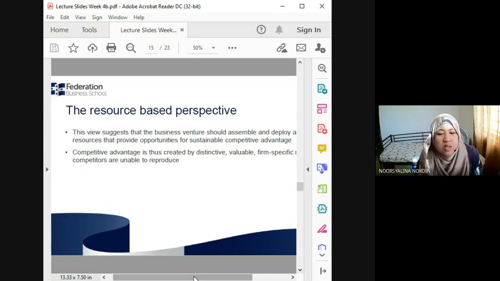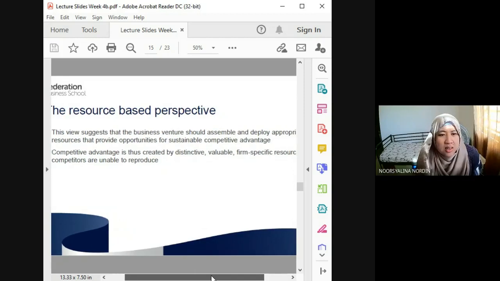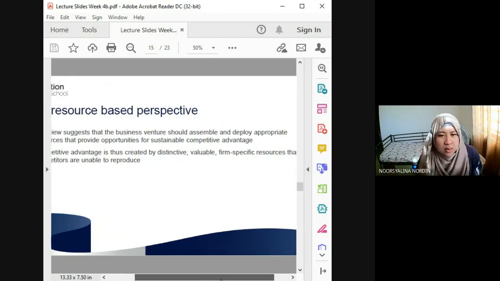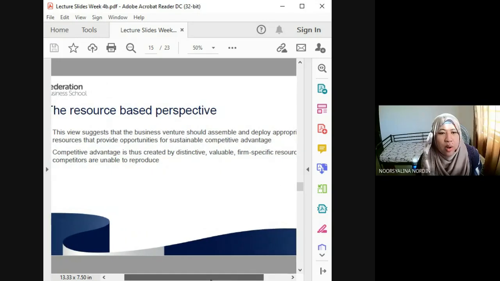And then the resource-based perspective means you know how to get your resources. This view suggests that the business venture should assemble and deploy the appropriate resources that provide the opportunity for sustainable competitive advantage. So here, competitive advantage is created by distinctiveness. For example, a distinctive product like IKEA, with its do-it-yourself DIY concept, or like Subway, where you can choose all your choices.